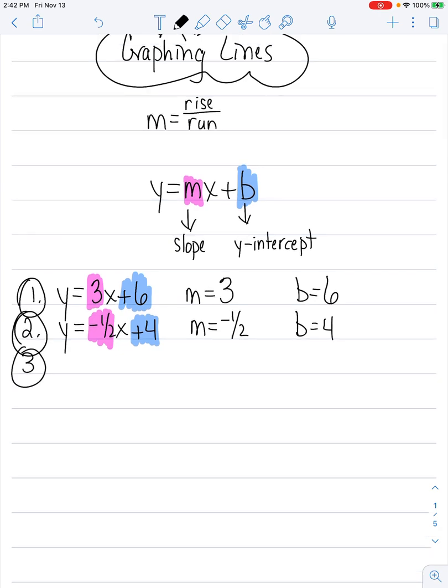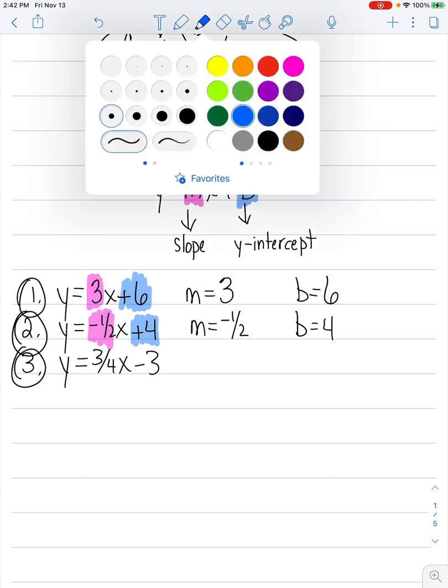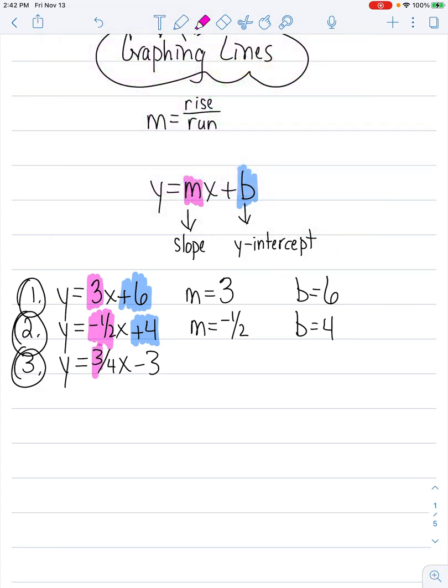Let's do a few more. So let's identify the slope and y-intercept in y = 3/4 x - 3. Let's start with the slope. It's always in front of the x. So m = 3/4. That's our slope. And the y-intercept is always by itself. It's a plain old number. So my y-intercept is -3.